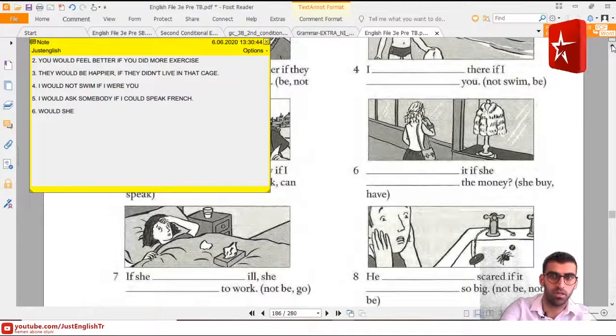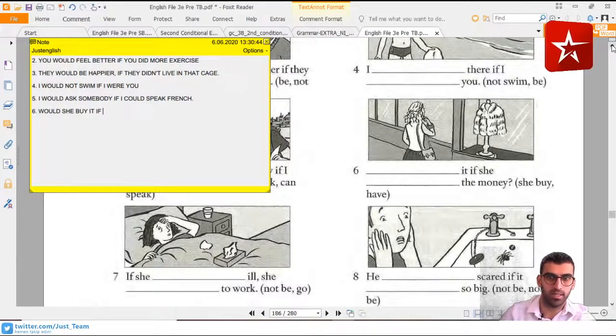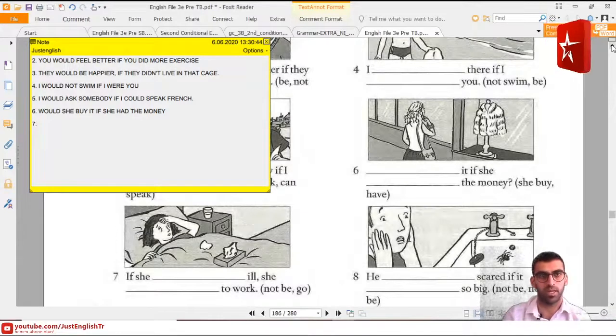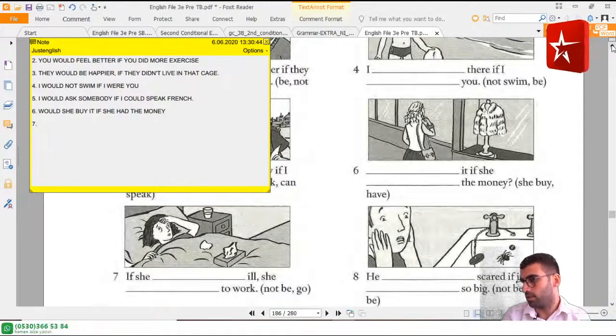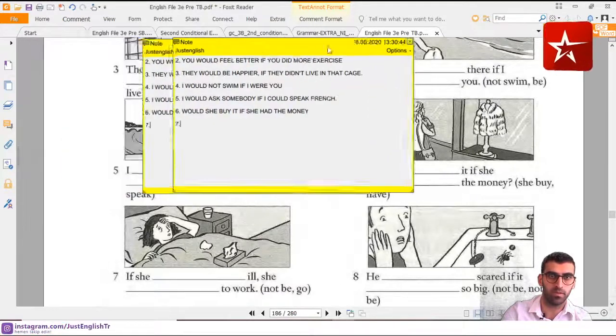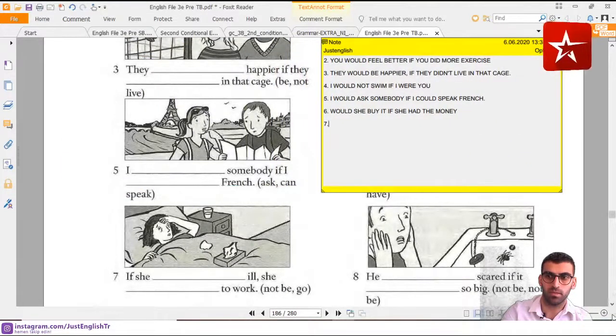Would she buy it? Would she buy it if she had the money? If she had the money. Yes, number 6. Would she buy it if she had the money? That is the correct answer. And let's continue with number 7.